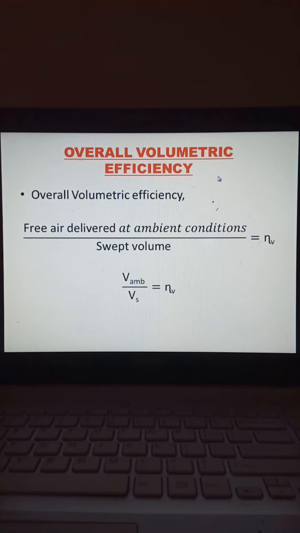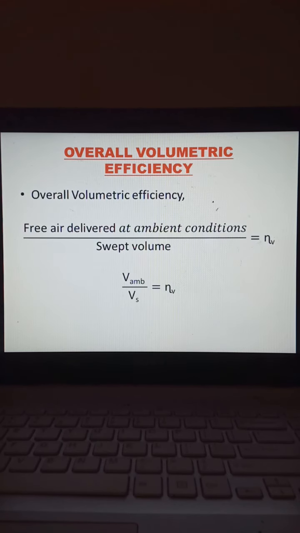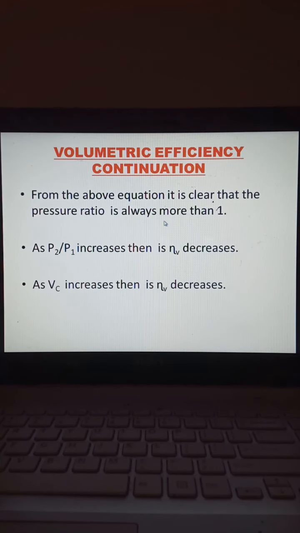Now, you already know the volumetric efficiency is nothing but free air delivered at ambient condition divided by shift volume. And you know the formula for calculating the volumetric efficiency. So this is one of the important derivations which is commonly asked in university exams.